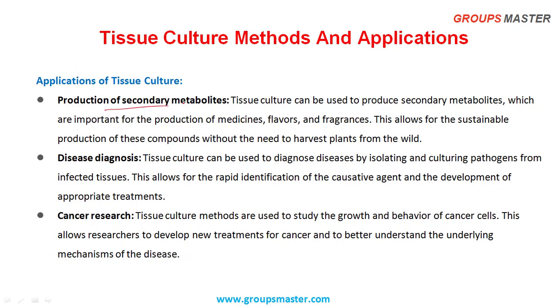Next application is production of secondary metabolites. Tissue culture can be used to produce secondary metabolites which are important for the production of medicines, flavors and fragrances. This allows for the sustainable production of these compounds without the need to harvest plants from the wild.